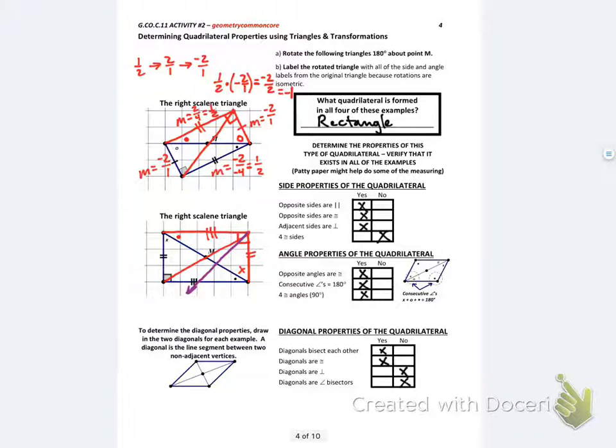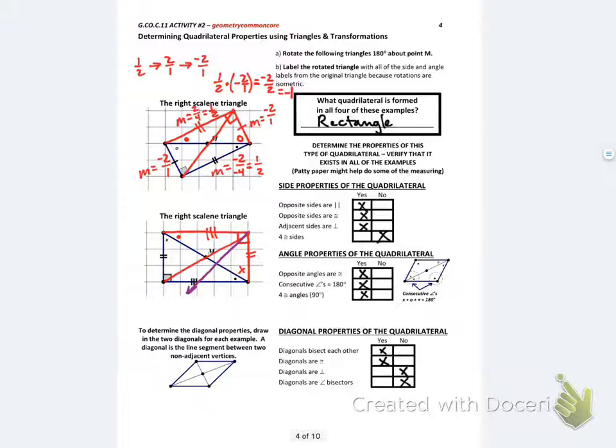Okay. So those are our diagonal properties. And this is a set of properties for a rectangle. It's unique to the rectangle. When we study the rhombus and the square, we'll see different sets of properties.